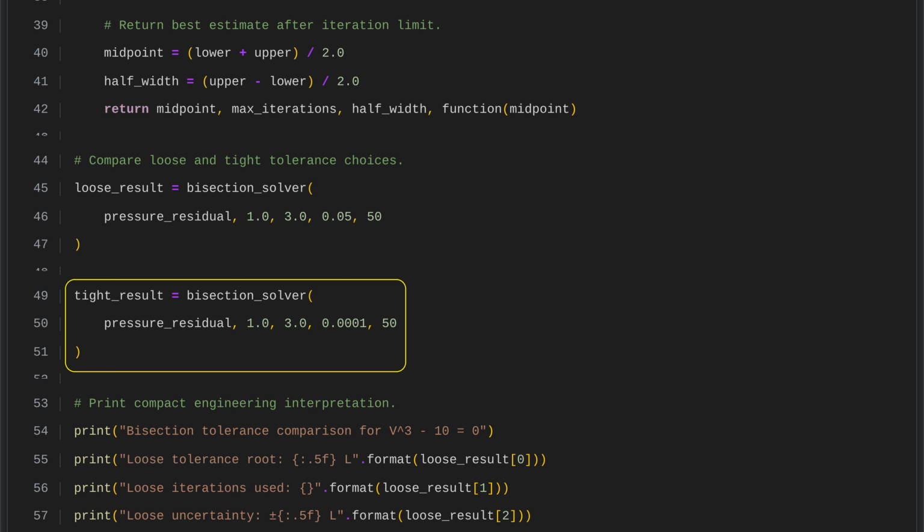We use the bisection solver to find the root of the pressure residual function, starting with a bracket from 1 to 3 liters. A very small tolerance is set to make the result highly accurate, with a limit of 50 iterations to stop the search if it does not converge. This setup favors precision, but it may take more iterations than a looser tolerance.